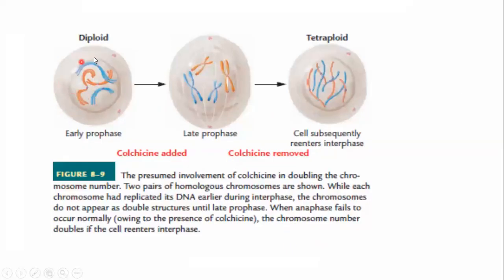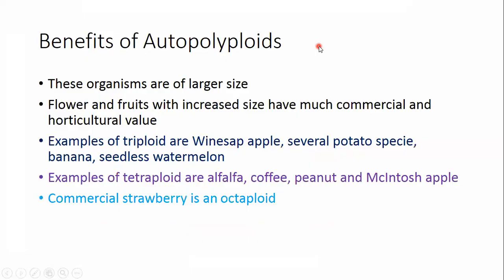सो आप देख सकते हैं यहाँ पे अर्ली प्रोफेज है, डिप्लॉयड कंडीशन है, देन लेट प्रोफेज है, होमोलोगस क्रोमोसोम जो है वो स्पिंडल फाइबर्स पे अरेन्ज हो गए हैं, और देन यहाँ पे कॉल्चिसिन को हम दिखा रहे हैं रिमूव हो गया कि प्रोफेज से डायरेक्ट सेल री एंटर कर रहा है इंटरफेज में, उसने एनाफेज की स्टेज को कंप्लीट नहीं होने दिया, और सेल री एंटर करता है इंटरफेज में और वहां पे क्रोमोसोमल डबलिंग हो जाती है, एंड दैट इज अ कंडीशन ऑफ टेट्राप्लॉयडी. सो एक डिप्लॉयड इंडिविजुअल से इस तरह हम टेट्राप्लॉयड इंडिविजुअल बना सकते हैं.